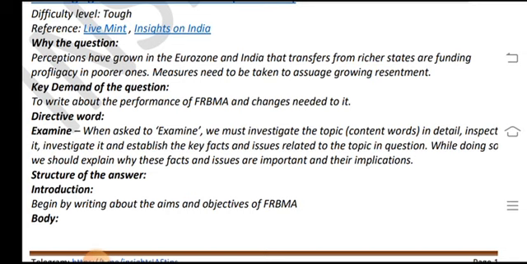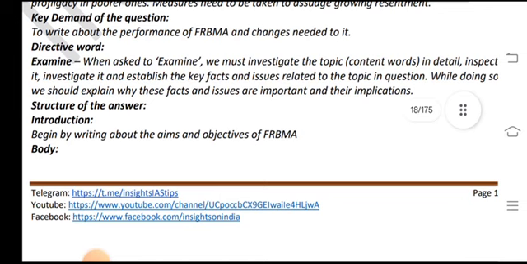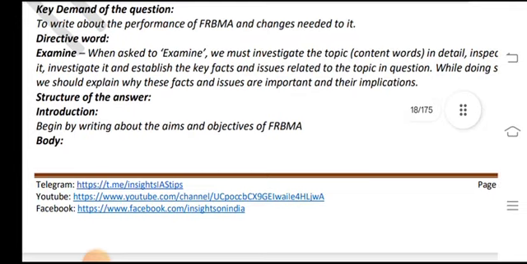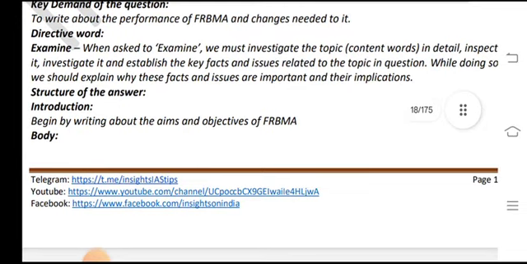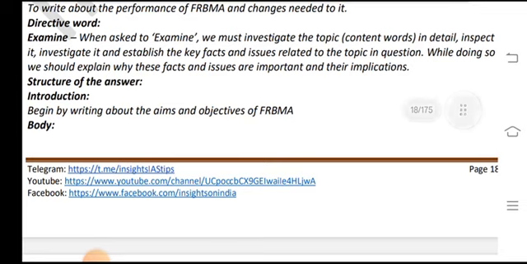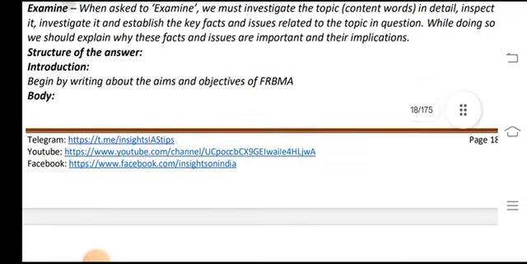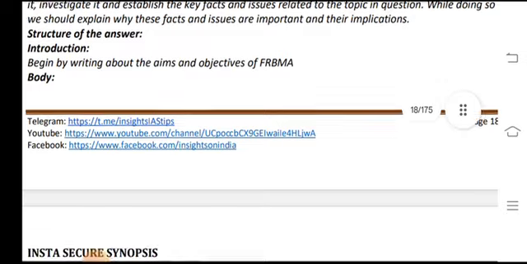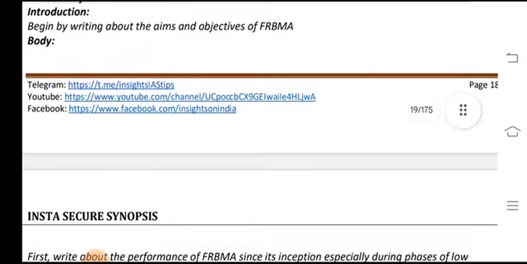When asked to examine, we must investigate the topic and its context in detail, inspect it, and establish the key facts and issues related to the topic in question. While doing so, we should explain why these facts and issues are important. Then the structure of the answer: the introduction is given by writing about the aims and objectives of the FRBMA, then the body.